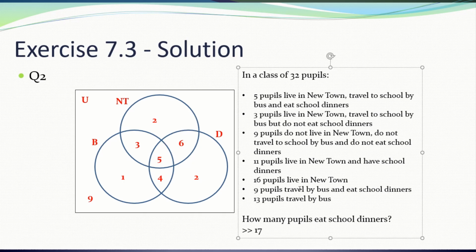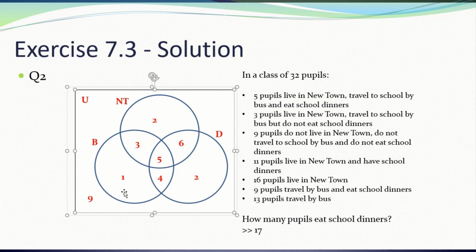9 people travel by bus and eat school dinners. That means this whole thing is 9. Travel by bus and eat school dinner. So this is 4. In total, the number of people who travel by bus is 13. So you got this, you got this, you got this. So you just fill up the rest.